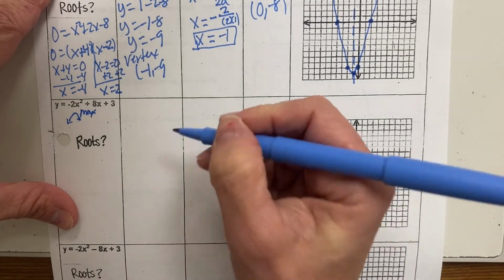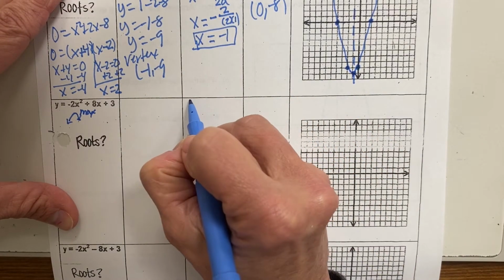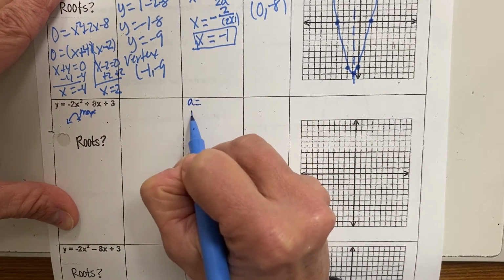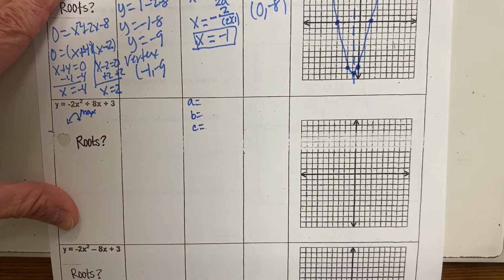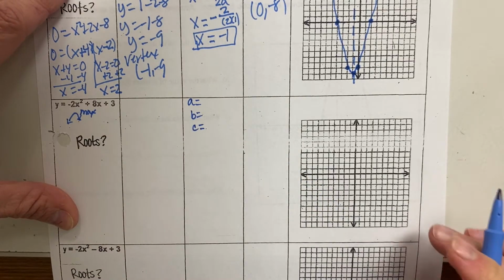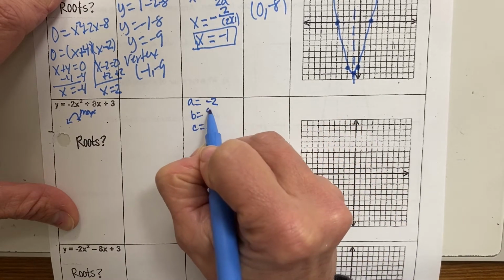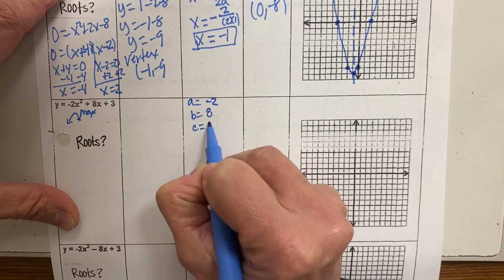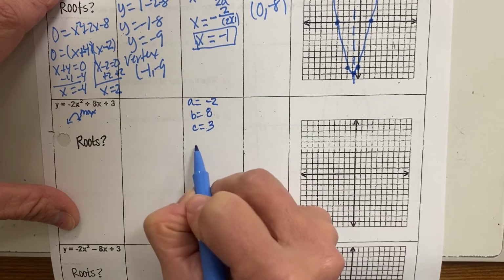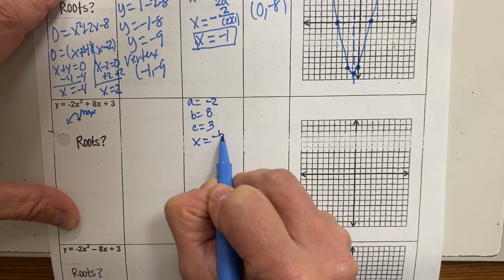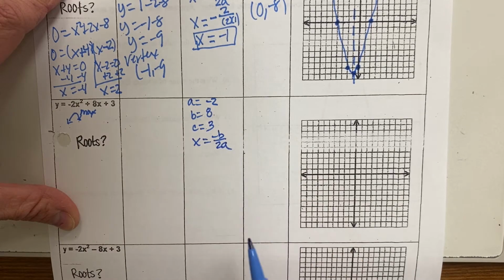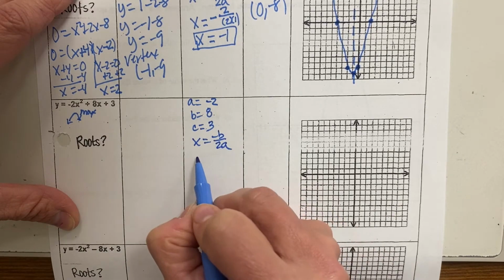So I'm going to go ahead and start with my axis of symmetry, and so I'm going to list my A, my B, and my C. So hopefully you are trying to do this with me. And so my A is -2, my B is 8, and my C is 3. My formula is x is equal to -b all over 2a. And I'll go in and plug those values in.